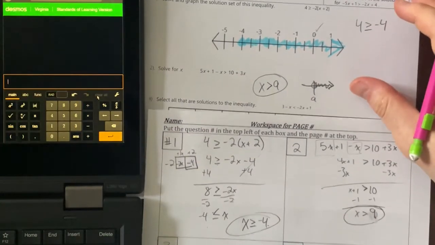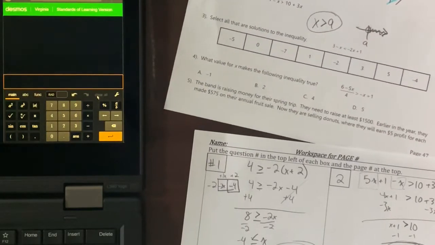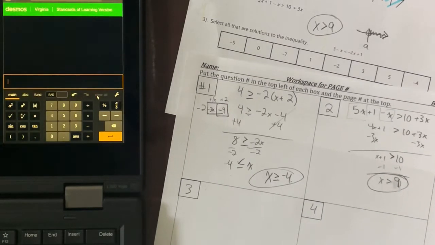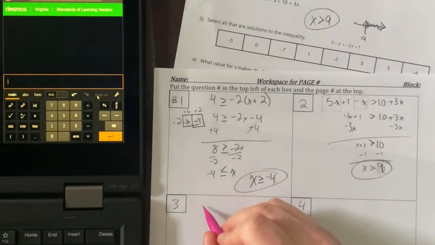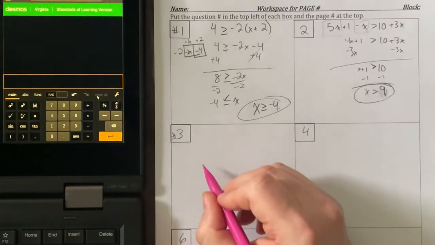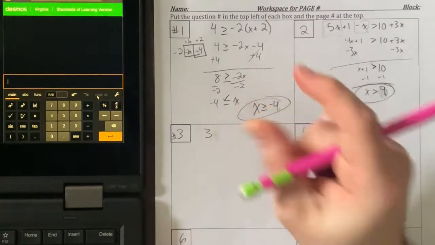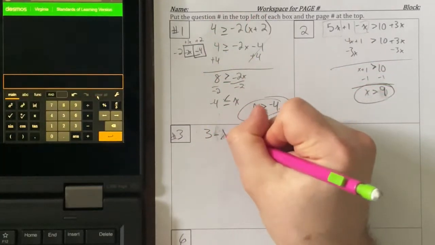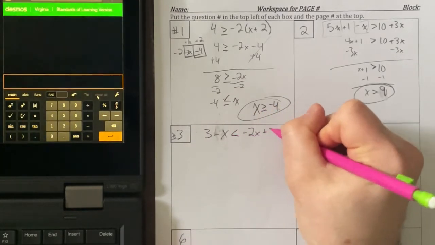All right, moving on. It says, select all the solutions to the inequality that are true. So I have this as my inequality. Let me write it down, so this is again number 3. I have 3 minus x is less than, and then I have negative 2x plus 1.